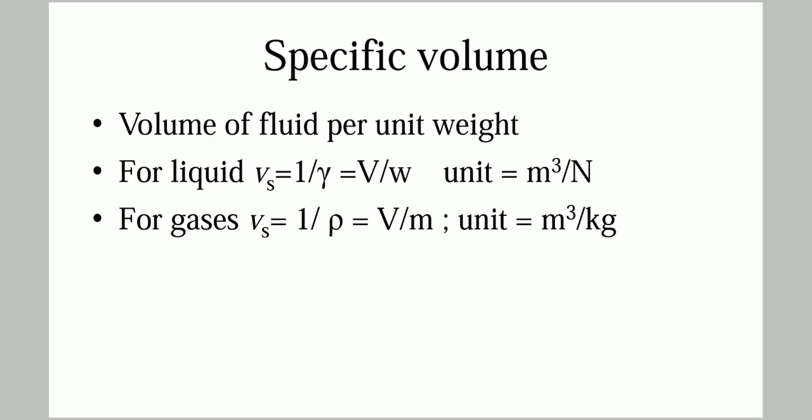Specific volume, volume of fluid per unit weight. So volume of fluid per unit weight is represented as specific volume. For gases, specific volume is 1 by rho, which is density, so that is denoted as for gases. So for gases, it's a reciprocal of density. For liquid, it is a reciprocal of unit weight.